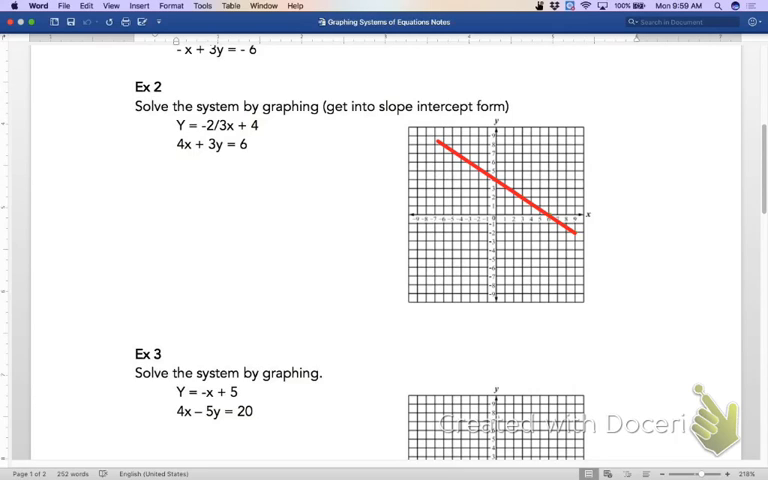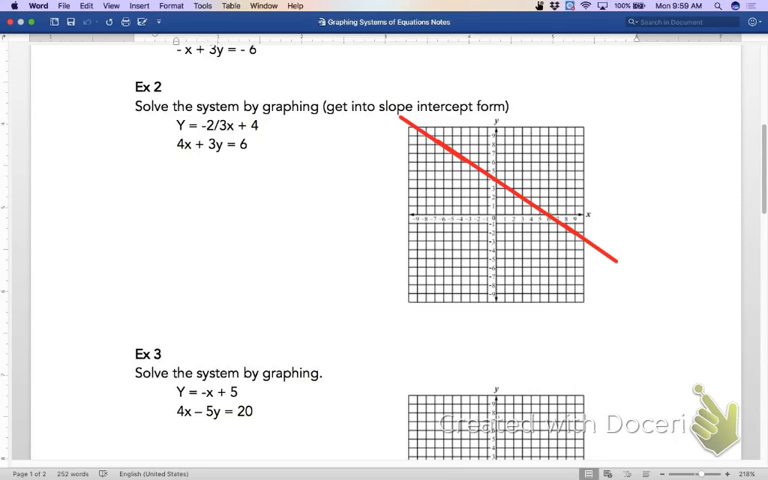Okay, so what I would tell you to do is basically run that line all the way across and even off the graph. That's okay. It's not going to hurt to run everything from one end to the other.